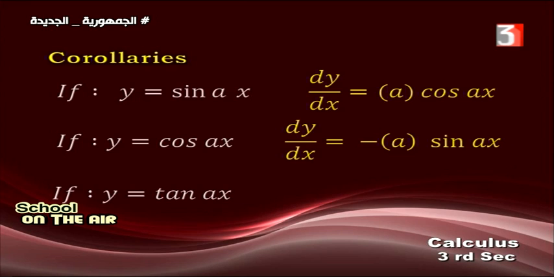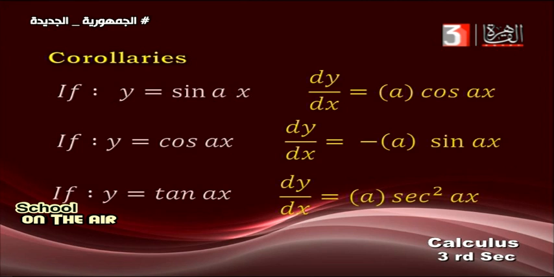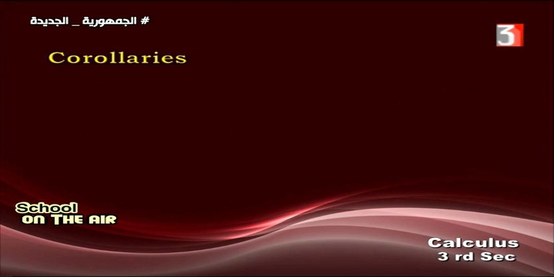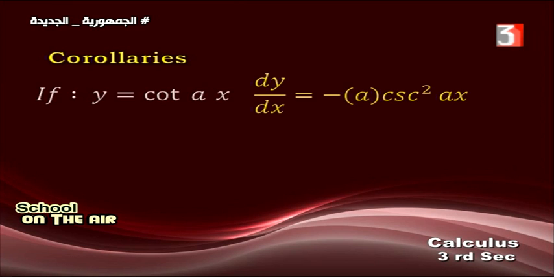If y equals tan ax, then the derivative of tan ax equals a, which is the derivative of the angle ax, multiply sec to the power 2ax. If y equals cotan ax, then dy dx equals the derivative of cotan ax is negative cosec to the power 2ax. And the derivative of the angle ax equals a, then the derivative of cotan ax equals negative a cosec to the power 2ax.